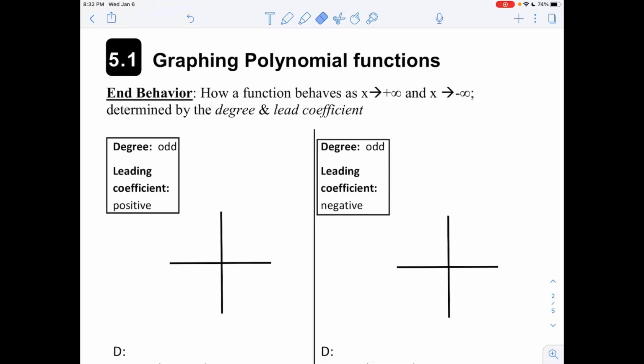Now let's get into our foldable 5.1 graphing polynomial functions. The first thing that we want to do is just remember what we just talked about in the last video, that end behavior is how a function behaves as x approaches positive infinity and as x approaches negative infinity. And so this is going to be determined by our degree and our lead coefficient.